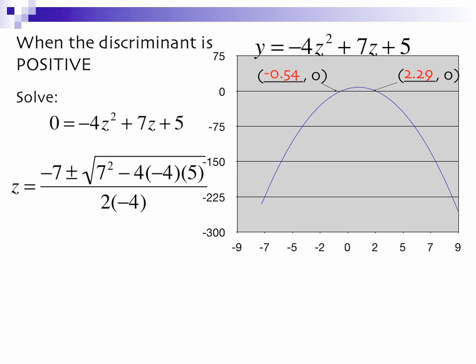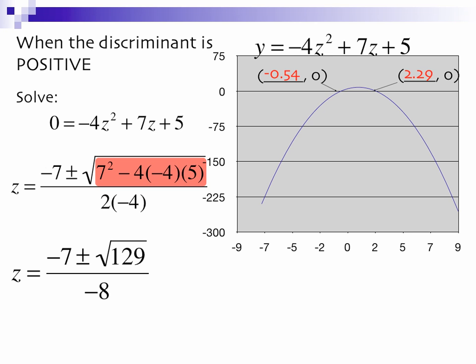Let's focus just on the discriminant, just on this chunk underneath the radical sign. 7 squared minus 4 times negative 4 times 5. If I focus just on that part alone, I notice that it simplifies to 129. In this case, the discriminant was positive, and I ended up with two separate solutions to the equation.